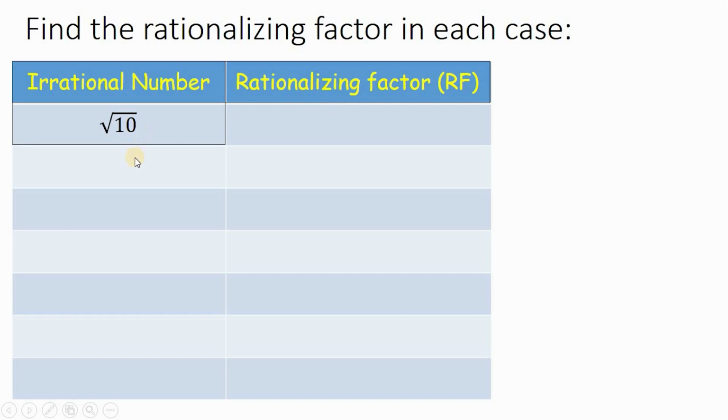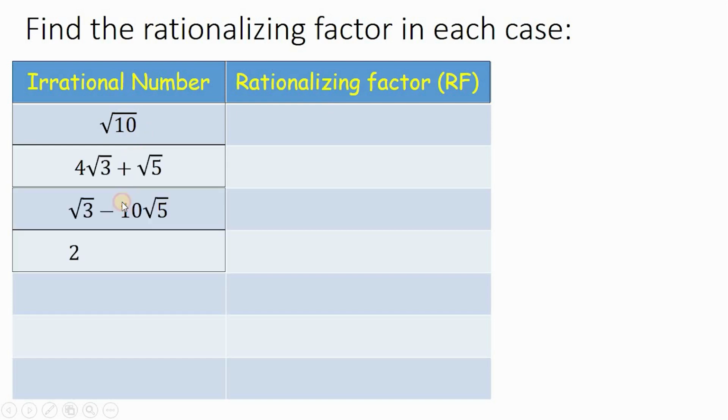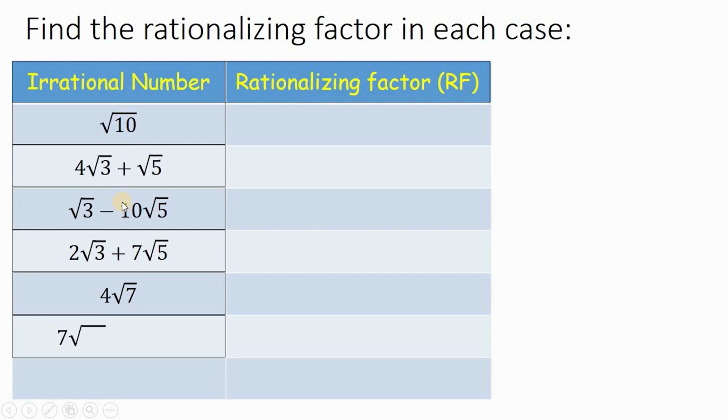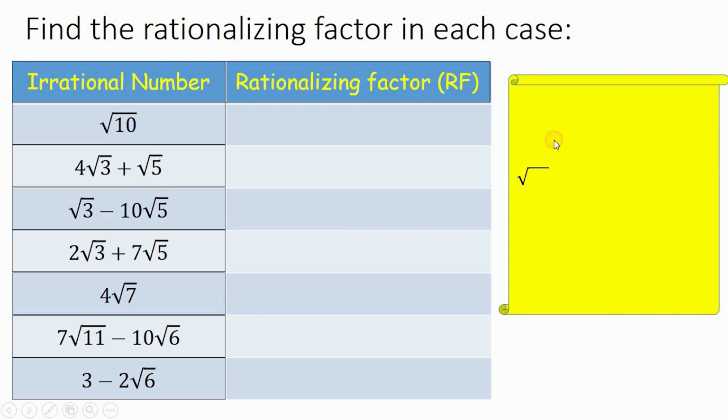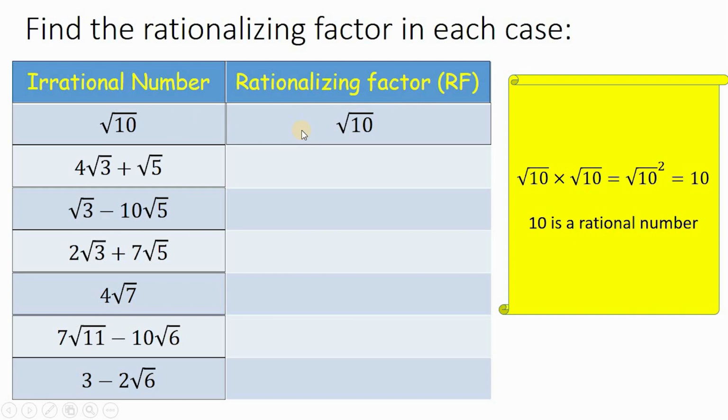Okay, the first one is square root of 10. We have all the irrational numbers in the first column. Now we have to think about a number which, when you multiply it with the square root of 10, yields a rational number. So we'll do some rough work here. Since square root of 10 into square root of 10 is square root of 10 square, which is equal to 10, and 10 is a rational number, therefore the rationalizing factor of square root of 10 is square root of 10.